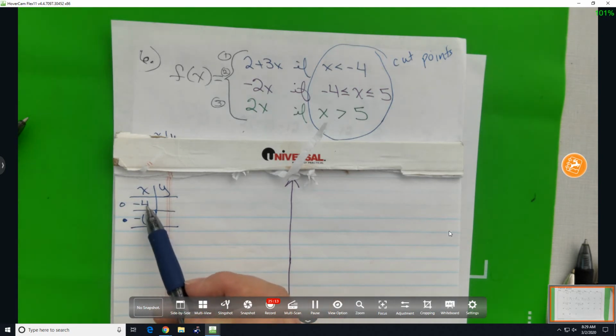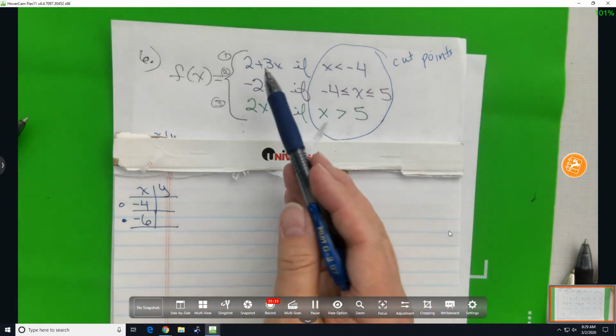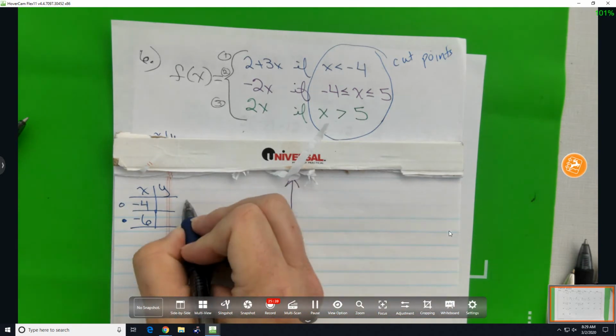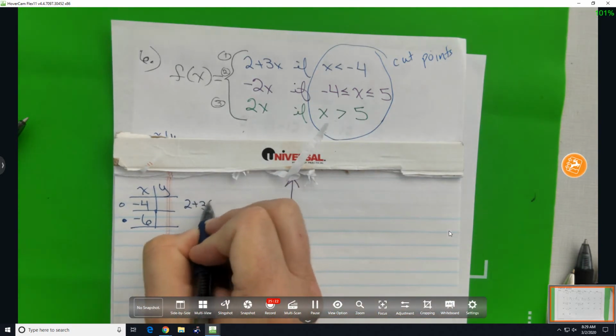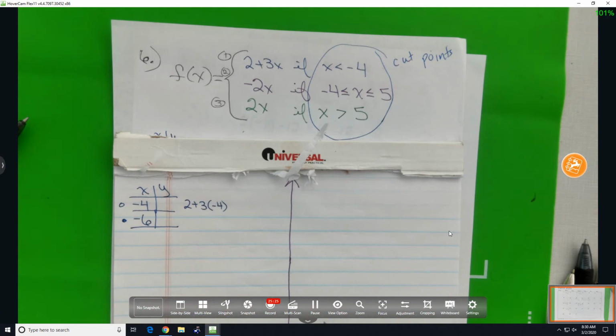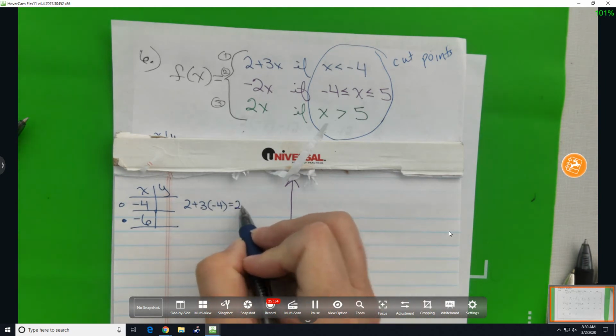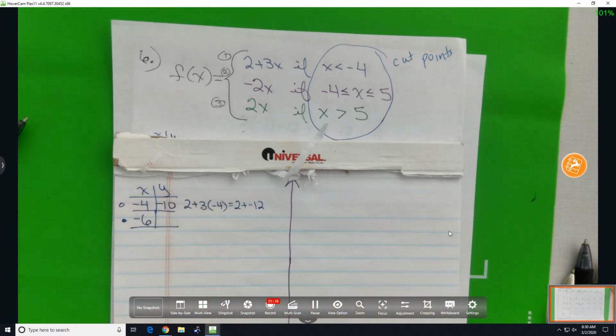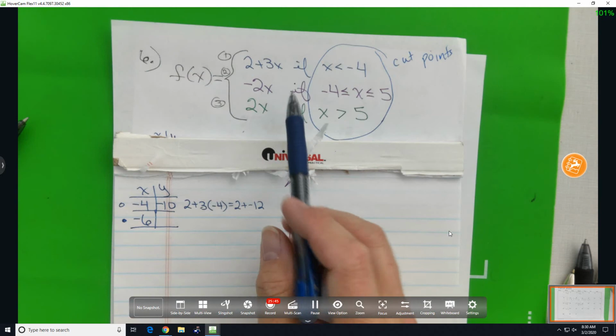Plug in negative 4 for x, we get 2 plus 3 times negative 4. 3 times negative 4 is negative 12. 2 plus negative 12, I agree with negative 10. Plug in negative 6. Plugging in negative 6, what are we going to get?